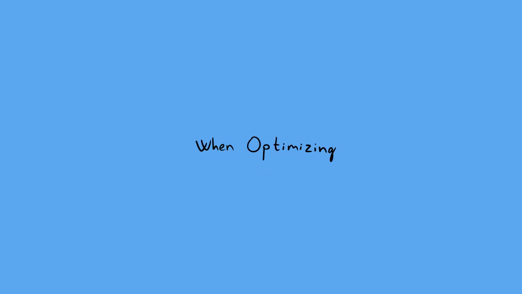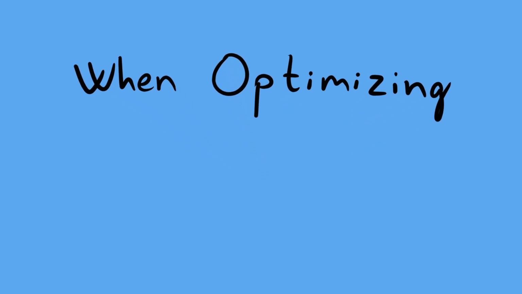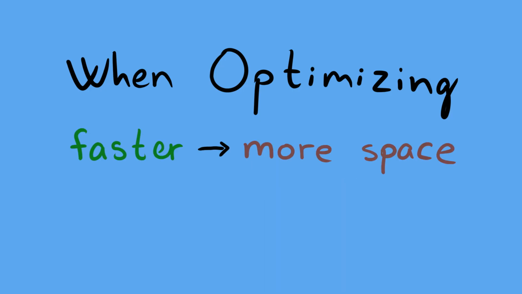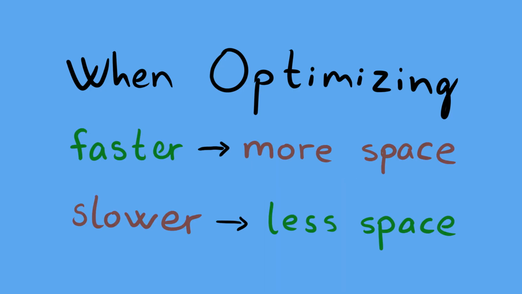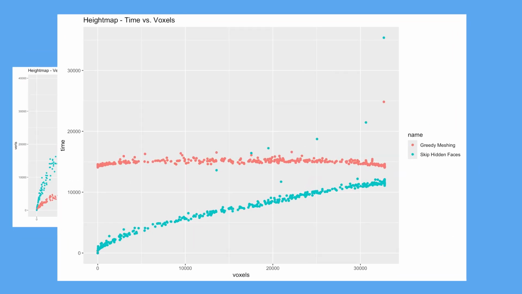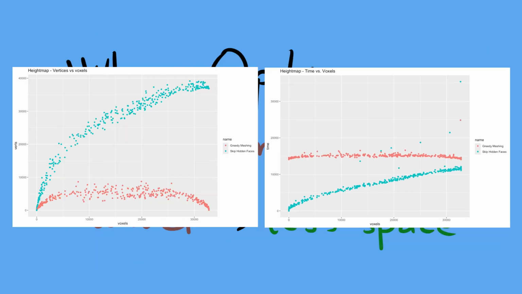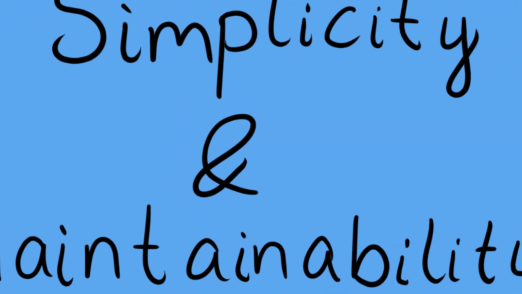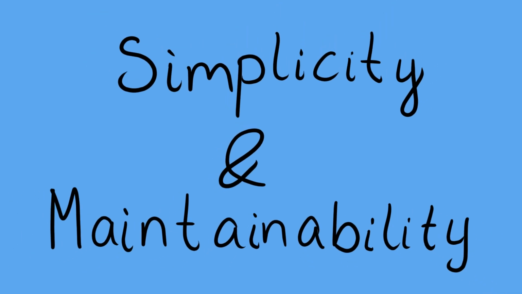Usually when we want to compare optimization algorithms, we look at time versus speed. Faster algorithms will usually use more space and vice versa. So to compare the pros and cons of the 2 meshing algorithms, I've made these plots. On the left, we have the number of vertices used to draw a chunk. And on the right, we have the time spent generating the mesh for a chunk. Both are sorted by the number of voxels in the chunks. Another important thing to consider is also the simplicity and maintainability of the algorithm. But we can't really measure and compare these in the same manner.